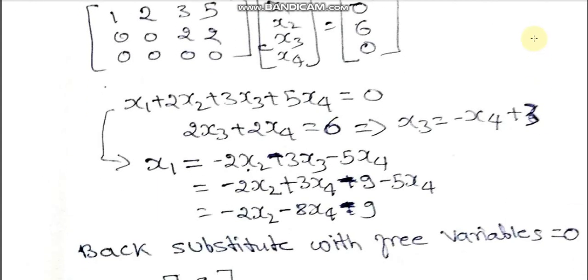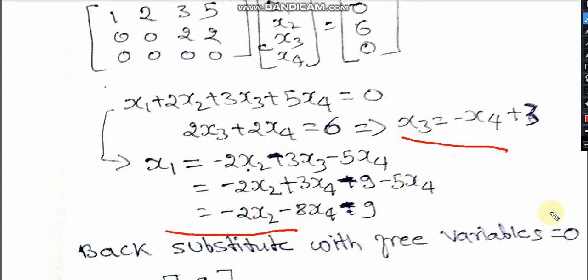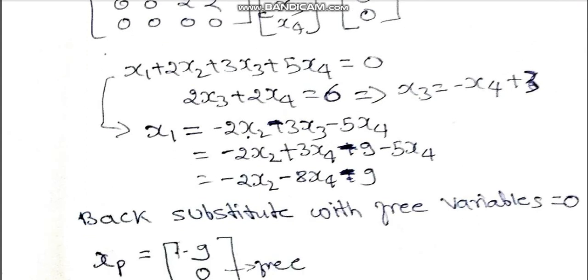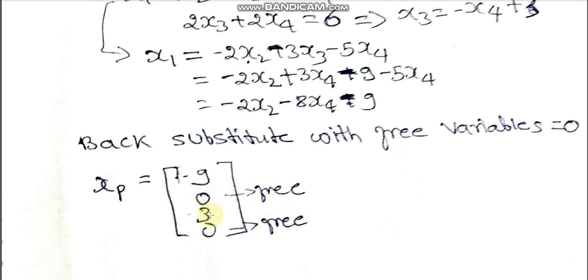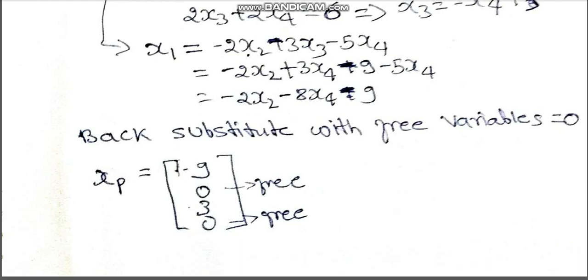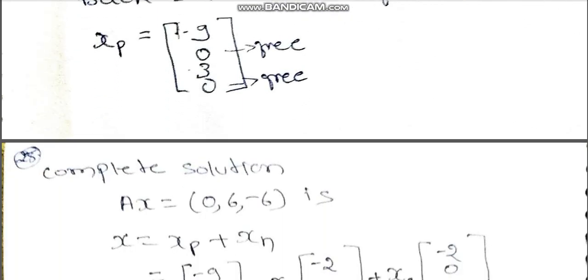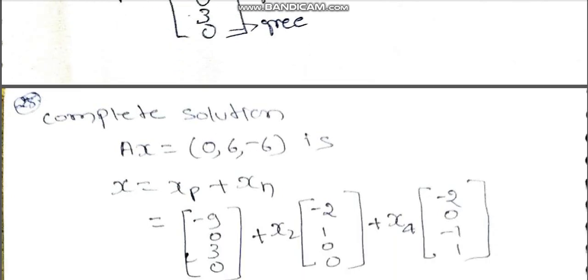You can see we have the expression in terms of x3 and in terms of x1. Now write the particular solution. How do we write it? You have to substitute the free variables, x2 and x4, equal to 0. Then x1 will be minus 9 and x3 will be 3, and that itself will be your particular solution. So you can see minus 9, 0, 3, and 0 is the particular solution. So the complete solution will be the particular solution plus the null space solution.